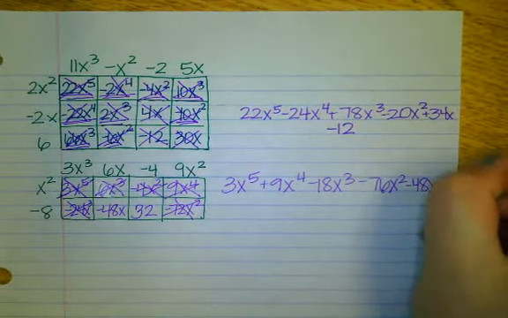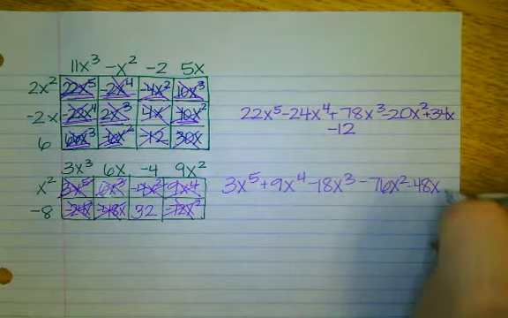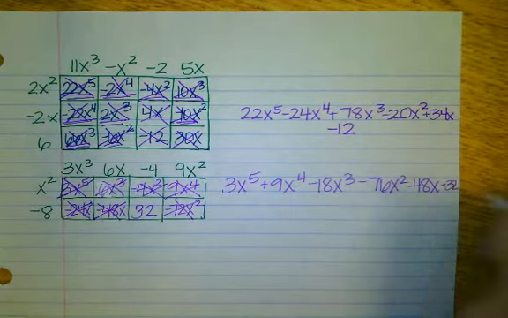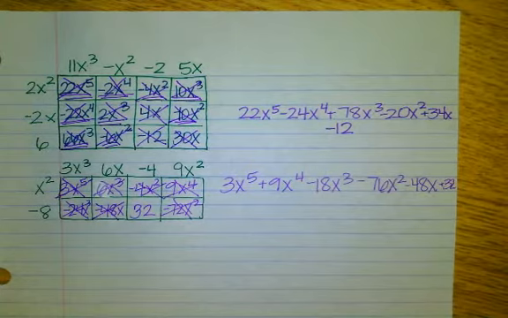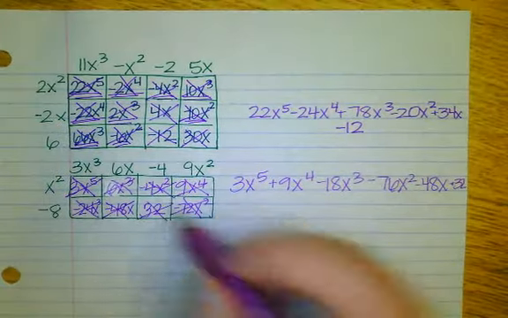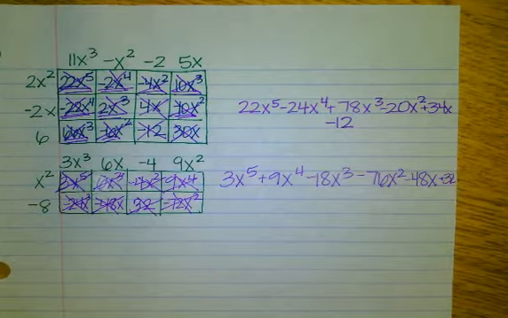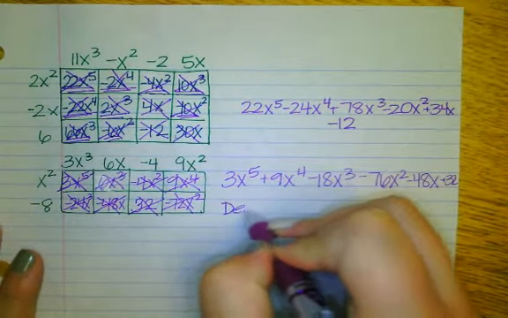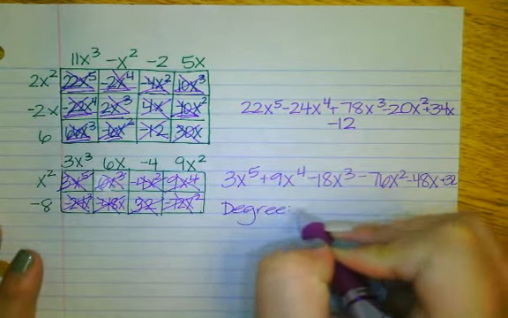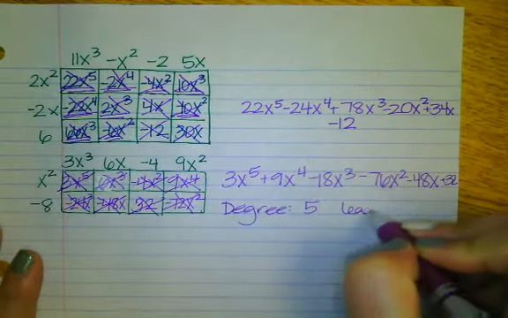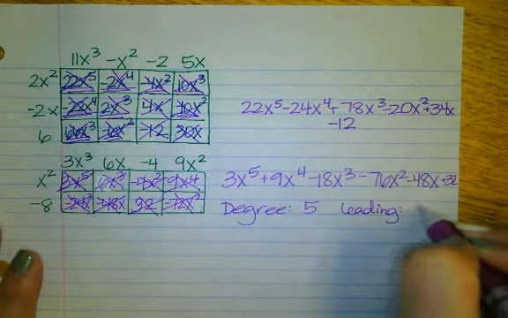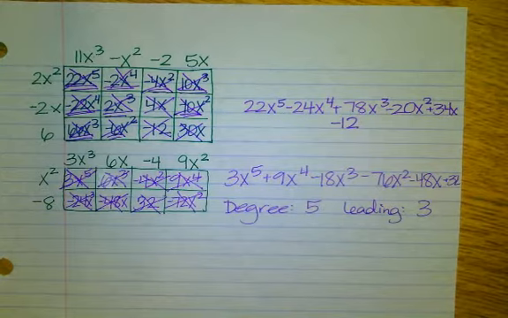And last but not least, awesome. Any questions on the box method and combining polynomials? Oh, then we need to do the degree. Oh, yeah. The degree would be 5, and the leading coefficient 3. Questions?